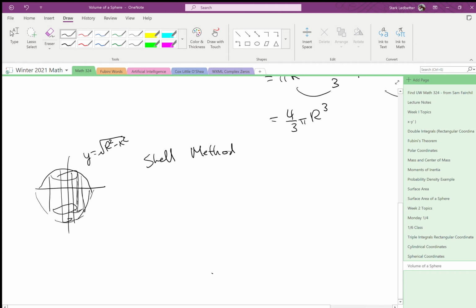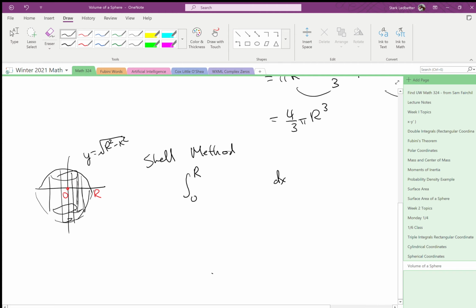Okay, so we need to add up the volumes of the cylindrical slices, the shells. This time we're only changing x from 0 to r, because that's where you get all the shells. Okay, so we go from 0 to r, and then what do we need? We need the surface area of the cylinder times the change in thickness.